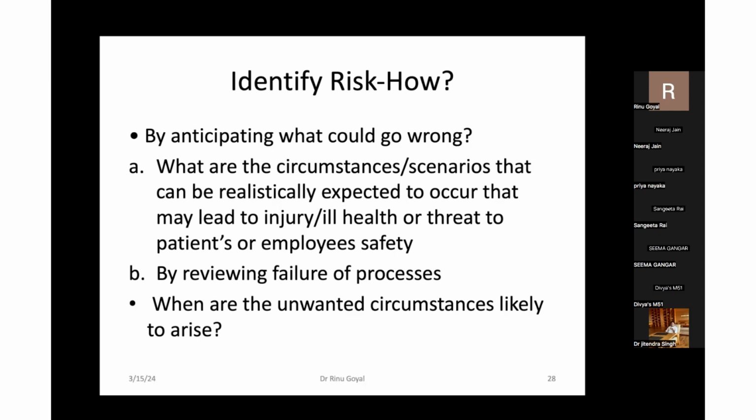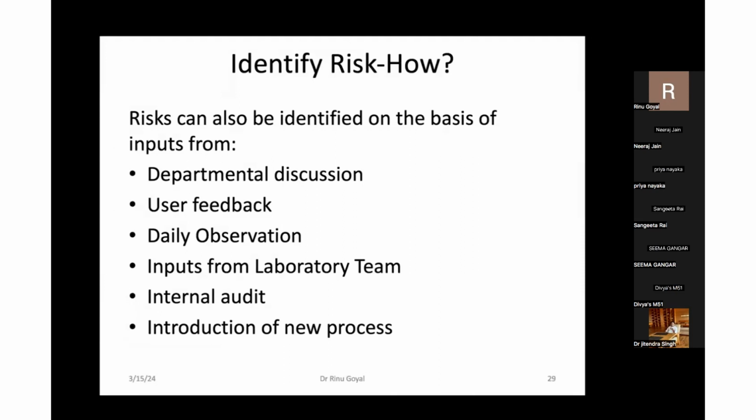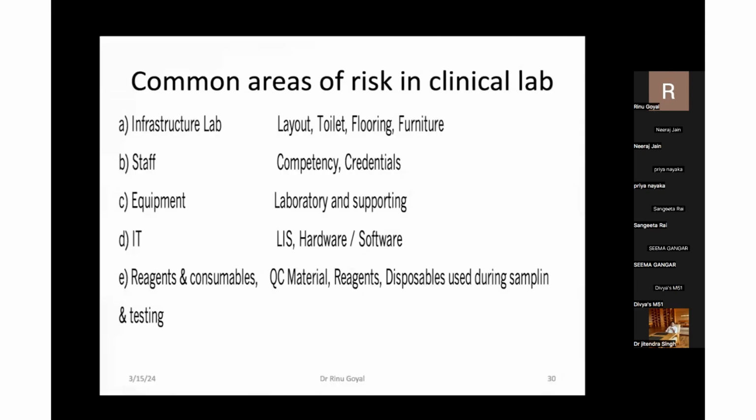It can be done by reviewing the failures of the processes which we have already faced. So when are the unwanted circumstances likely to arise? We have to just foresee that, we have to anticipate that. So risk can be identified on the basis of inputs from various departmental discussions, the huddles, which are very, very relevant and important, the communication, user feedback, daily observations of the laboratory, inputs from the team, staff suggestions, internal audits, and before introducing new processes, we can identify risk.